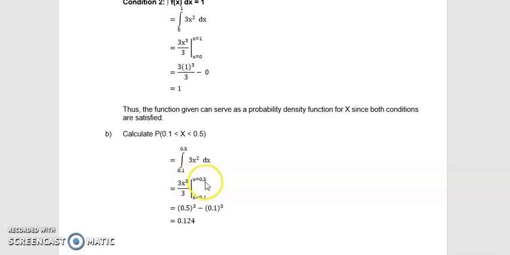Then substitute the value of x. Make sure upper limit first. So 0.5 to the power of 3 minus lower limit 0.1 to the power of 3. So the probability is 0.124. Again, remember, when you calculate probability, when you integrate, your answer must be between 0 and 1.